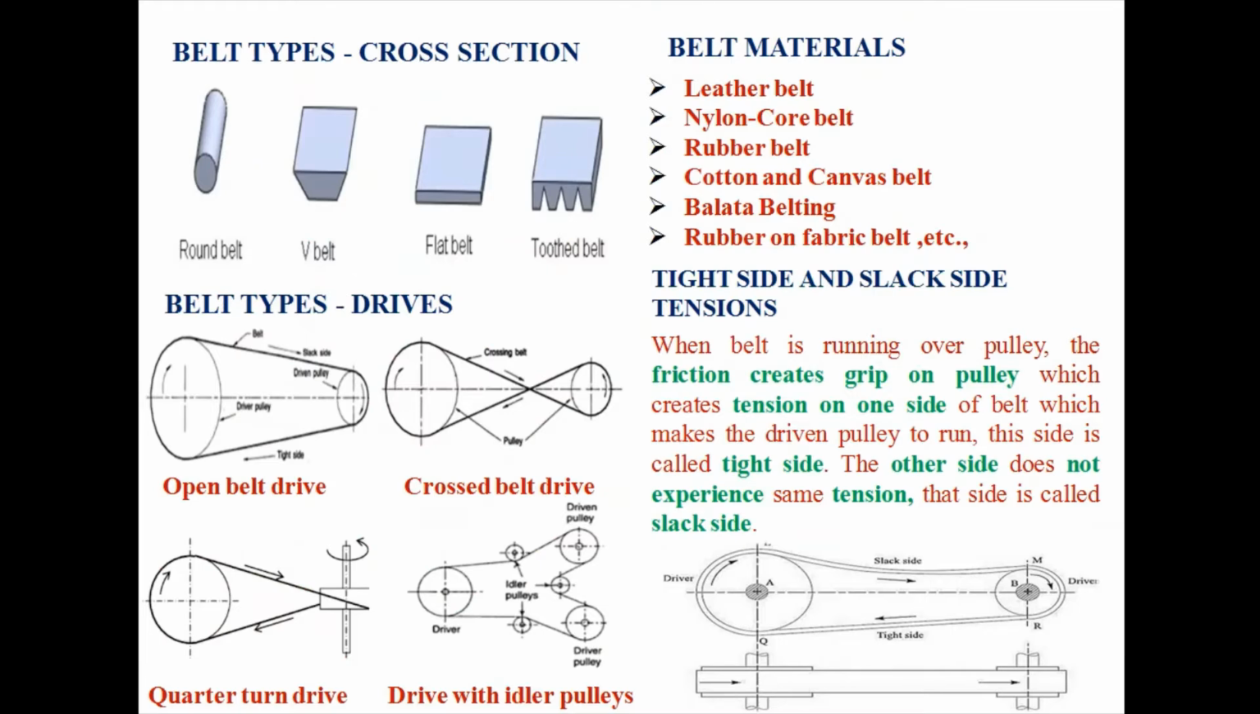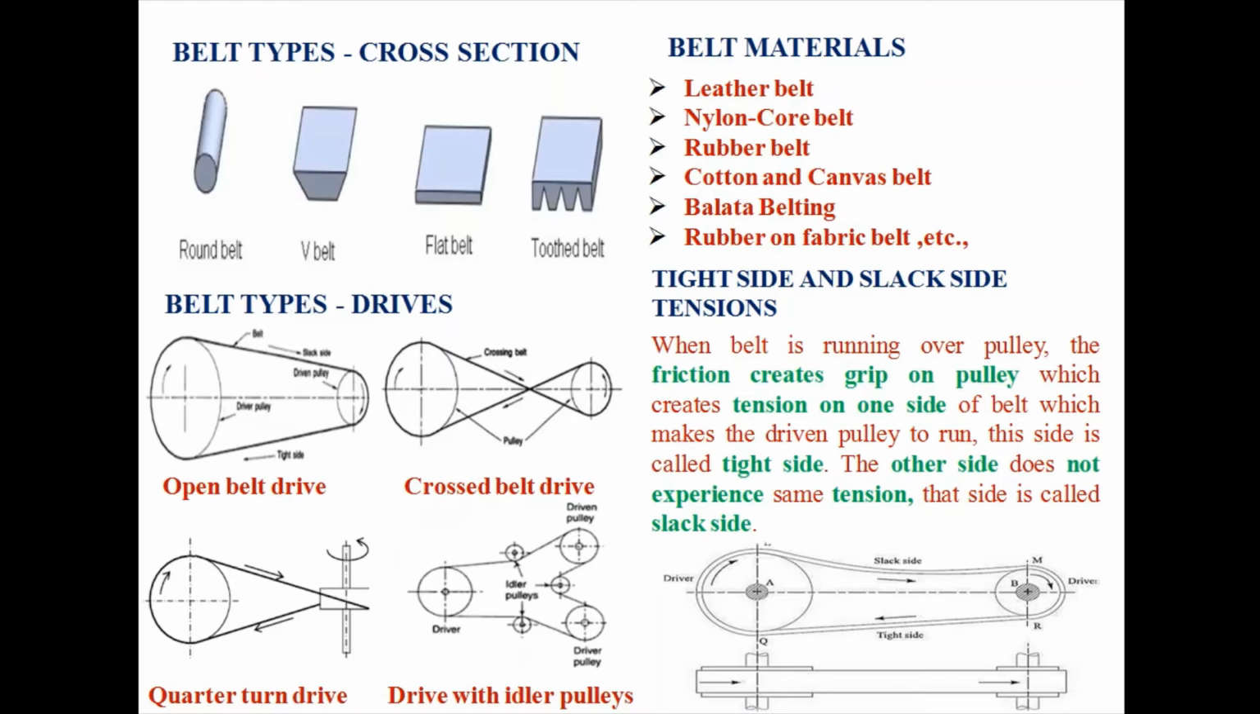So first we see about belt drives. So belt drives, there are four types of cross section in the belt drive. So first one round, next one V belt, next one flat, next one toothed belt drive. These are the four cross sections of the belt drives. So in our syllabus, only two belt drives, V belt and flat belt, we are going to see in elaborate.